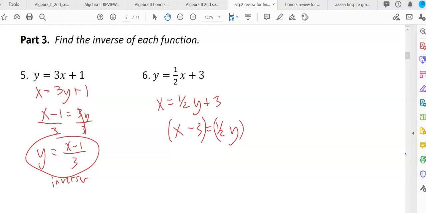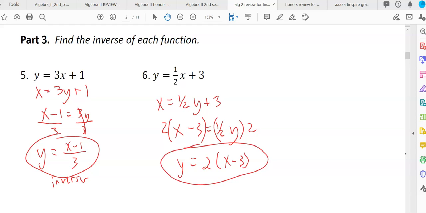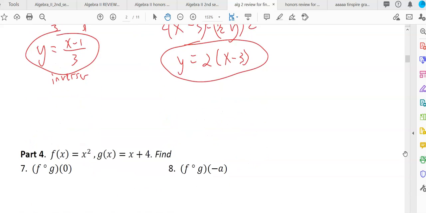Multiply both sides by 2. So you get y equals 2 times x minus 3. I'd be fine to leave it in that form. You're multiplying by 2 instead of dividing. You're subtracting 3 instead of adding 3. It's the inverse function.